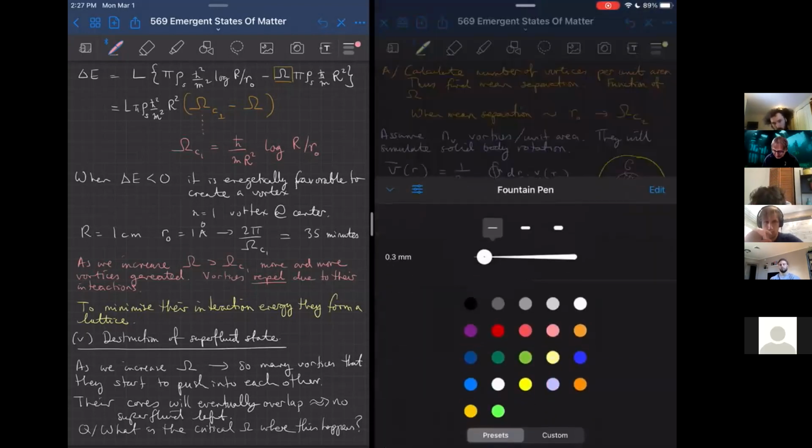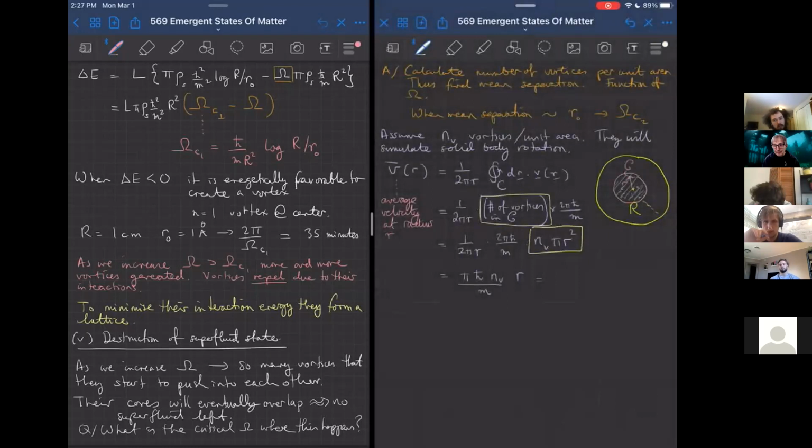Can I ask a question? Is that integral a line integral or an area integral? Sorry, because you eventually count the vortices inside the area, so I'm wondering, the first equation, is that a line integral or area integral? It's a line integral. I'm computing the circulation.